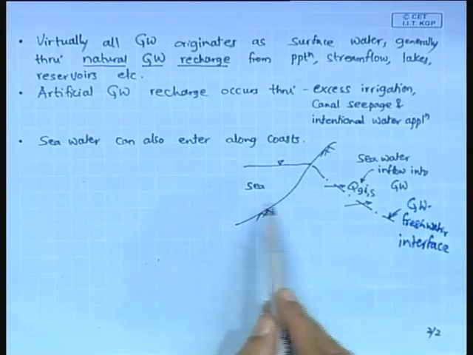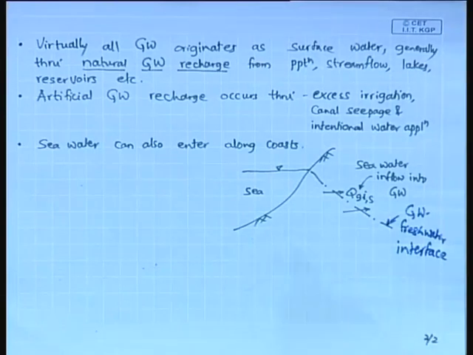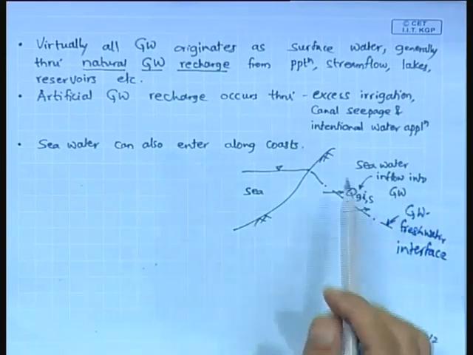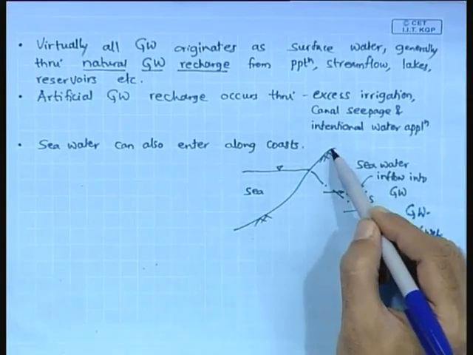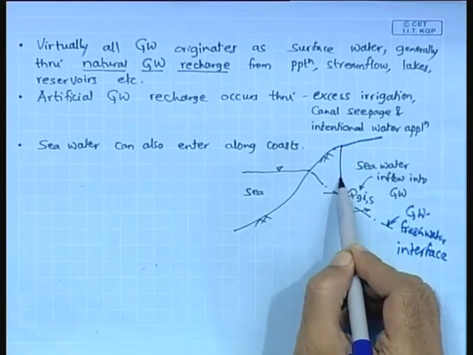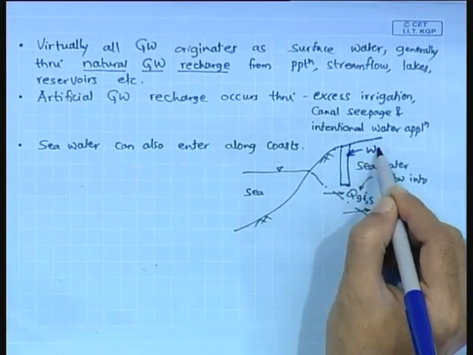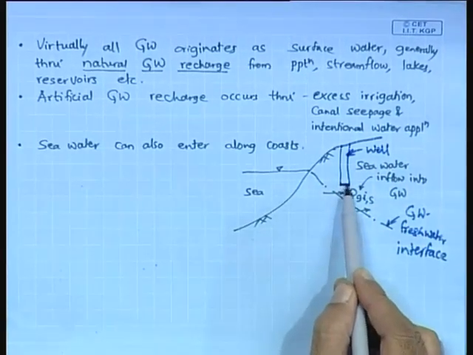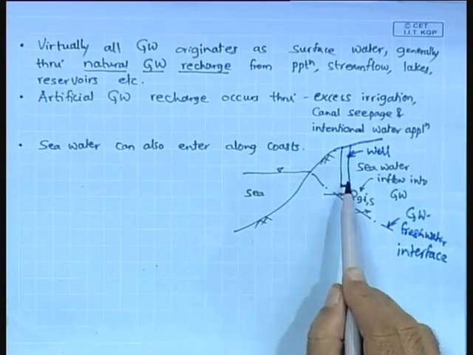This is undesirable because we know that seawater is brackish or salty, but what we need for many of our activities is fresh water. Therefore this is undesirable. In such cases we need to take precautions by extracting groundwater from wells which are not close to this freshwater interface. If we need to dig a well for groundwater extraction, here is the well, and we need to see that the bottom of the well is much above the interface between groundwater and freshwater.